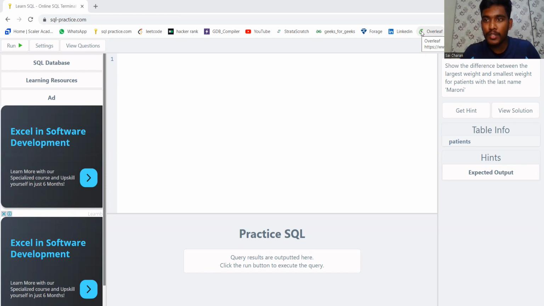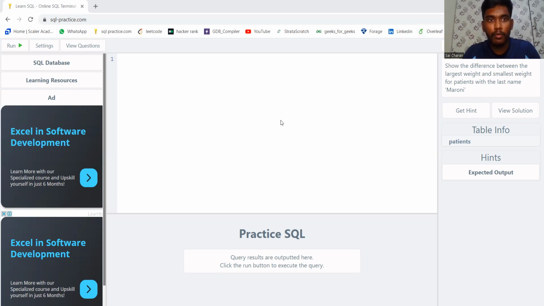Today's question is, show the difference between largest weight and smallest weight from patients with last name Meroni. This can be solved in two different ways. If you have seen my last videos, you might guess the approach is group by. It can also be solved using another approach called CTE, Common Table Expression. Let me explain that also today, okay?